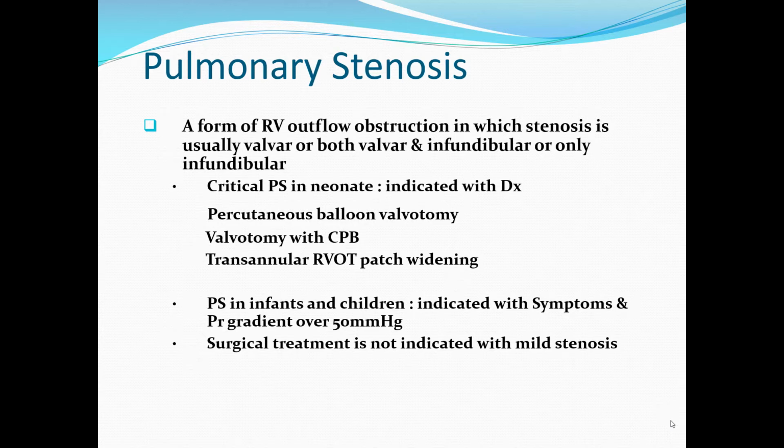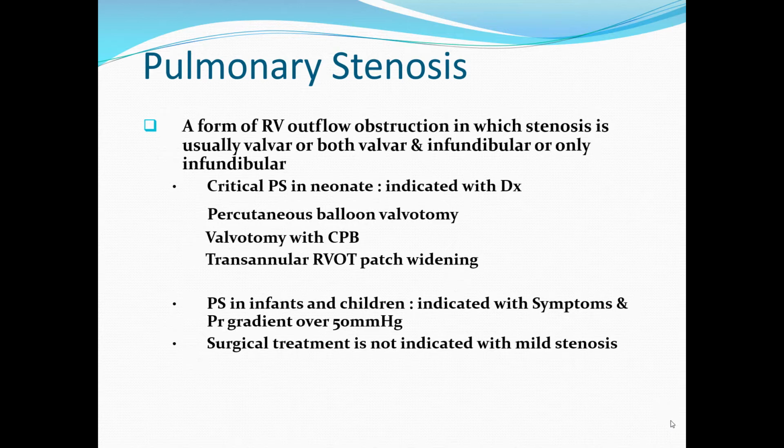Sometimes this infundibulum contains hypertrophied trabeculated muscle, which leads to stenosis of the right ventricular outflow tract, and is a form of pulmonary stenosis. Critical pulmonary stenosis is indicated for intervention in neonates immediately if the diagnosis is made, usually through instrumentation and catheterization by balloon valvotomy. Valvotomy with cardiopulmonary bypass may also be an option whenever it's not possible through catheterization. Transannular RVOT patch widening.